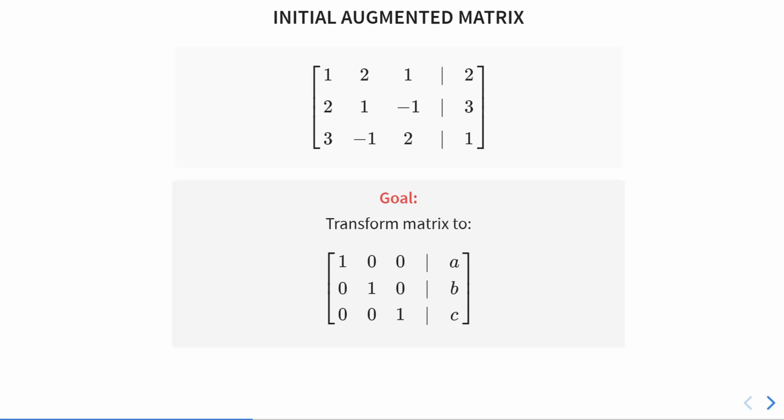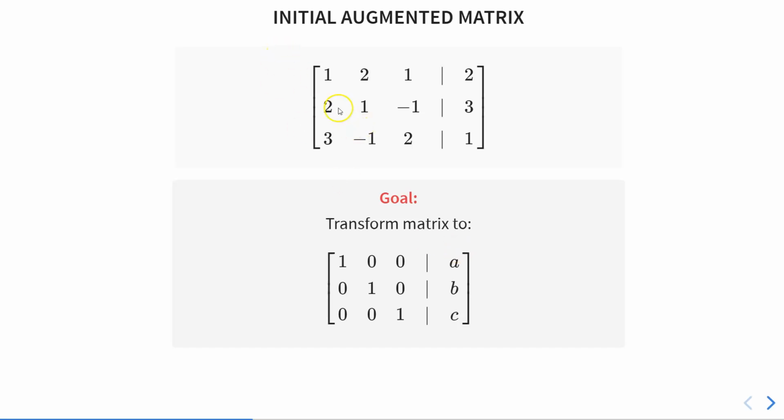Our goal will be to transform that augmented matrix so that the left hand side becomes the unit matrix, and then when we do the operations, the right hand side, that constant matrix, will change and that will give the solution.